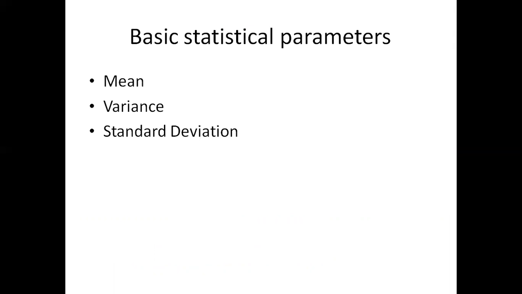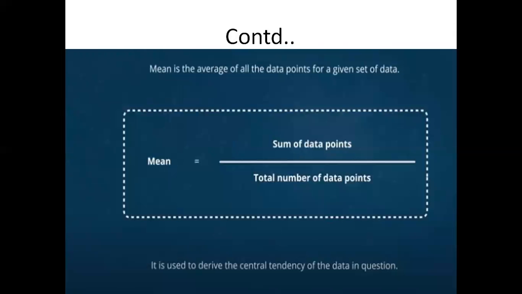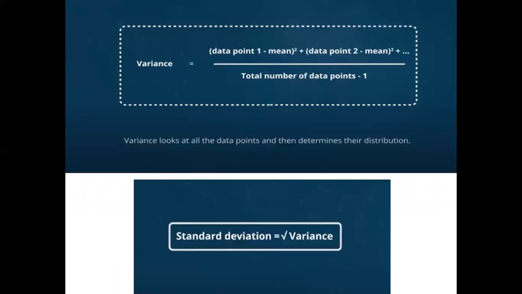Based on that only, the data value can be obtained. I applied the mean formula as the sum of data points by the total number of data points. Variance is nothing but data point 1 minus mean whole square, and so on, for however many points we want, divided by the total number of data points minus 1. And finally, I calculated the standard deviation, that is, the square root of variance.